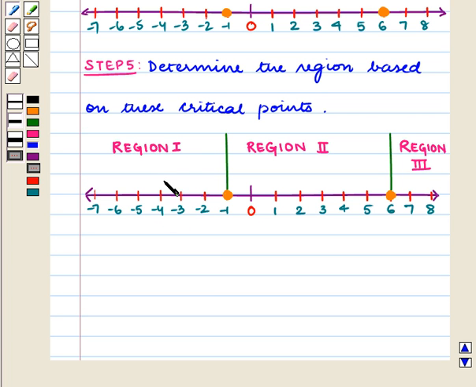Now we see that the number line is divided into 3 regions. Region 1 with values less than -1, that is open interval (-∞, -1). Region 2 with values lying between -1 and 6, that is open interval (-1, 6). And region 3 with values greater than 6, that is open interval (6, ∞).